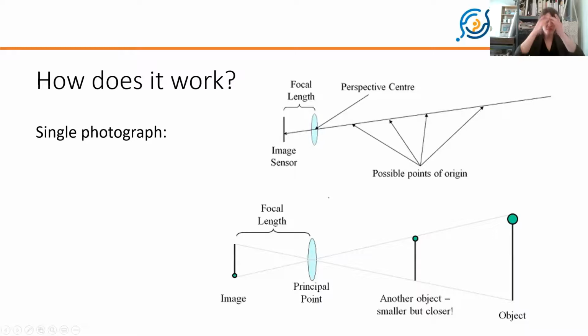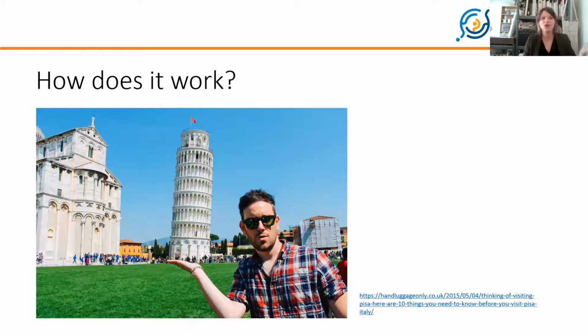It might sound a bit abstract, but haven't we all done this, yeah? We've all stood in front of the Tower of Pisa or the Taj Mahal, hundreds and hundreds of meters away from it, and we did something like this. So if you're an alien coming to Earth, you don't understand that the Tower of Pisa is much larger than this person, because just from a single image, you don't get the Z. You don't understand the depth.